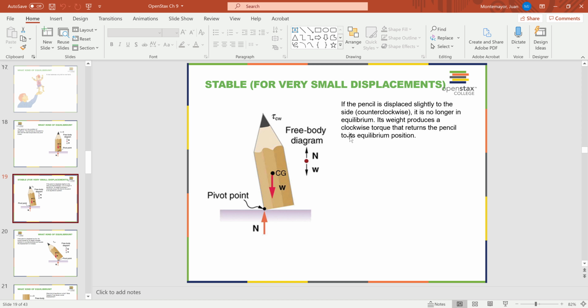Here we have also a stable equilibrium. If the pencil is displaced slightly to the side, which is in this case counterclockwise, it is no longer in equilibrium. Its weight produces a clockwise torque that returns the pencil towards equilibrium position. So even though it's slightly displaced, we know that if you let go of this pencil, it will come back down and become stable again.